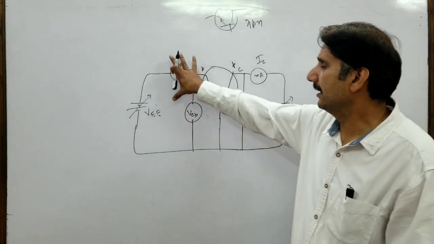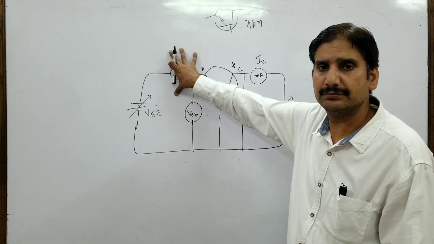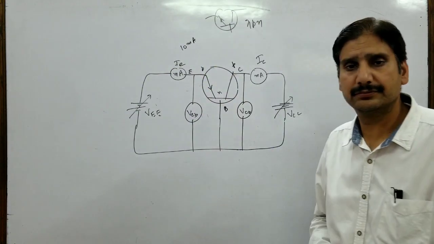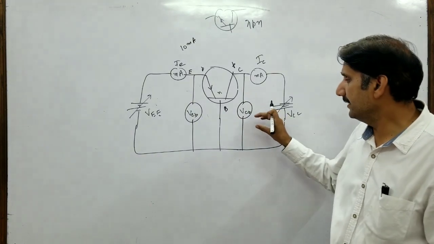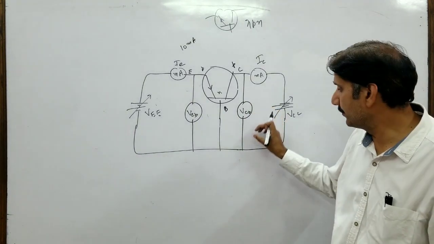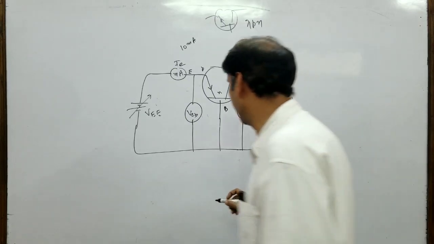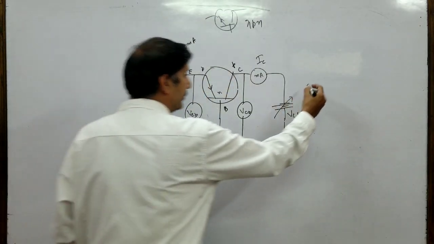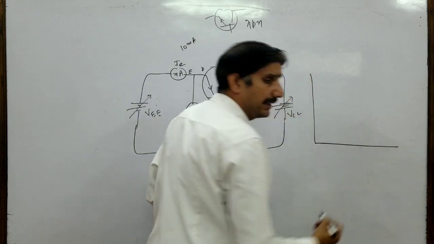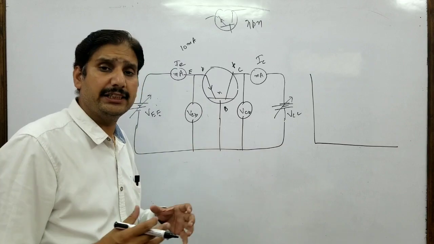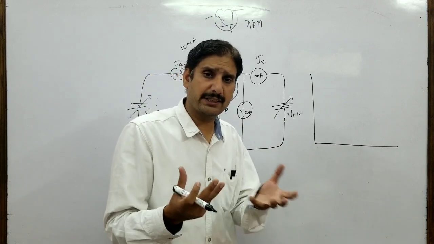Let us keep emitter current constant. Let's say I keep it at 10 milliamperes, and I draw a curve between the collector-base voltage and the collector current. What would you get? These are called output characteristics, and this is actually the crux of the working of a transistor.